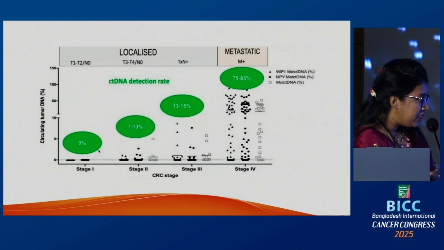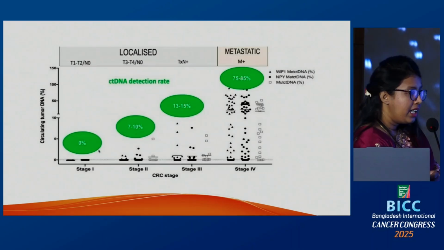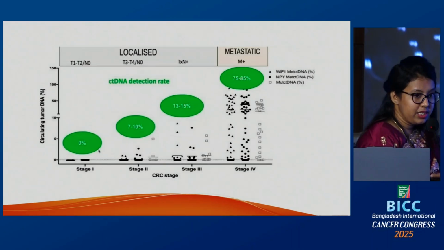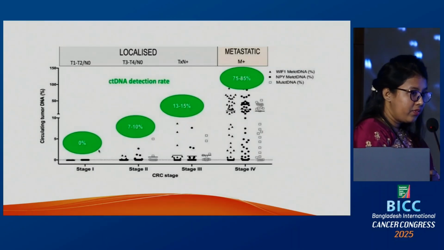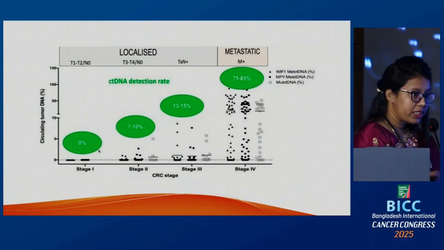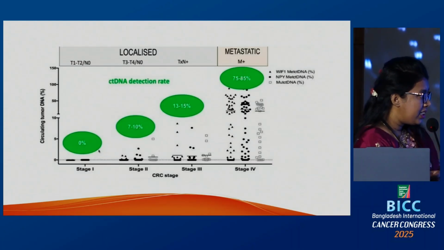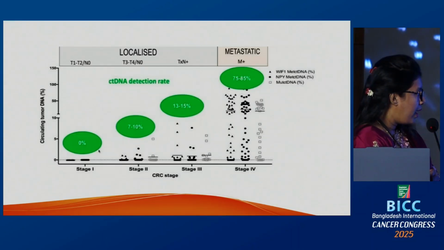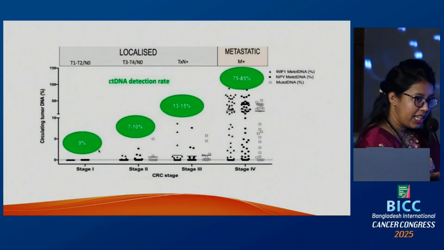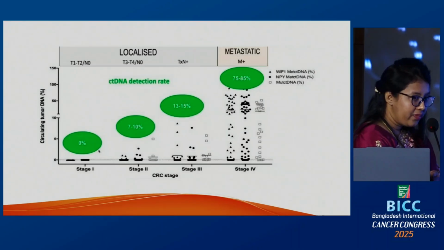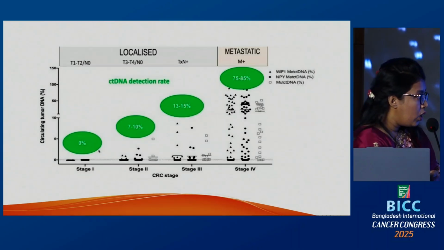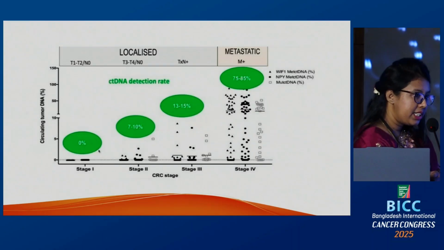From this picture, we can clearly say that in early stage colorectal malignancy, the detection rate of ctDNA is very low. We have to personalize while deciding on investigating this type of assay in a patient, as ctDNA is a very costly investigation and it is not available everywhere. We have to select which patient really needs a ctDNA assay.